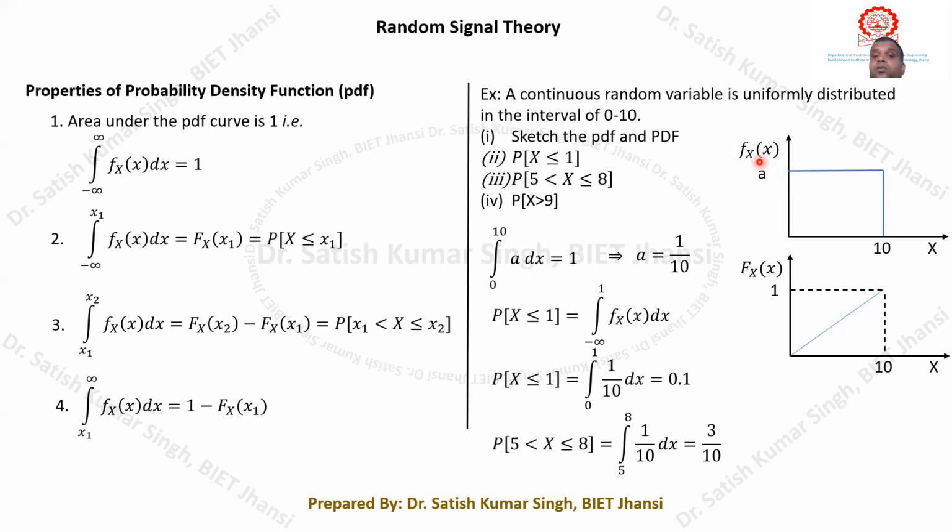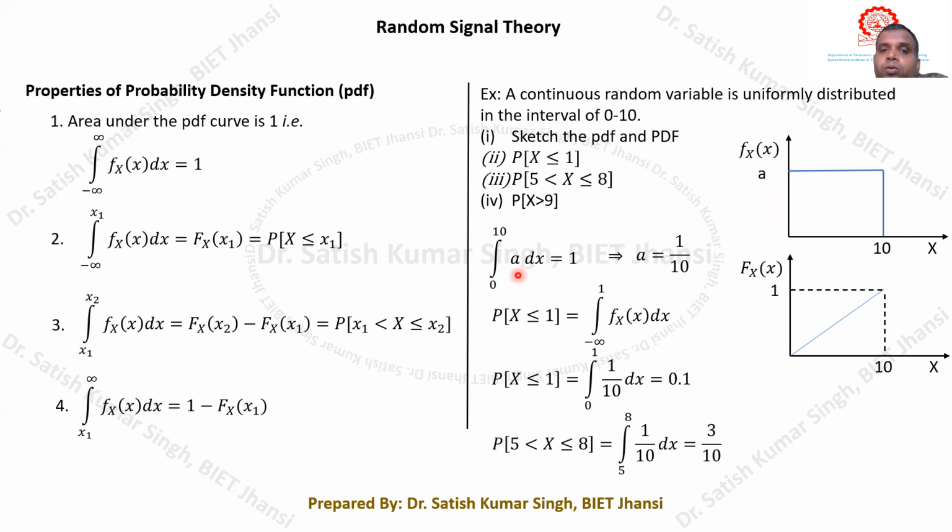So first of all, we need to calculate what is the value of a. So how to calculate this a? We need to first follow property 1. What is this property 1? This property 1 says if we integrate the PDF, the area under the PDF curve is equal to 1. So you can directly calculate the area of this particular curve, and that area will be 10 multiplied with a, and that will be equal to 1. So you can directly get a equals 1 by 10.